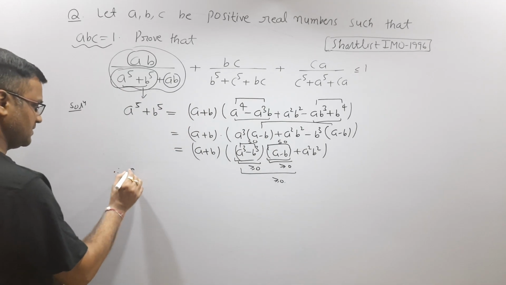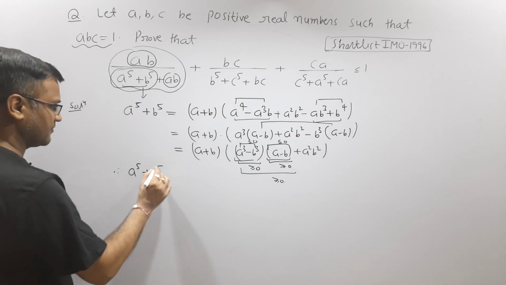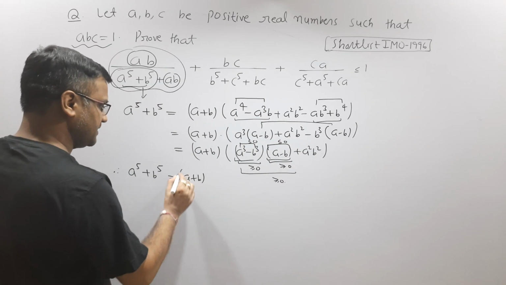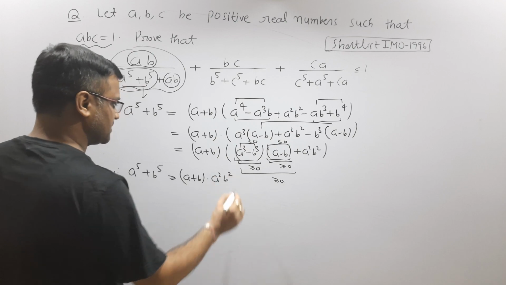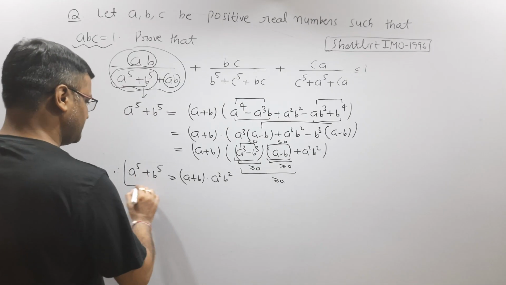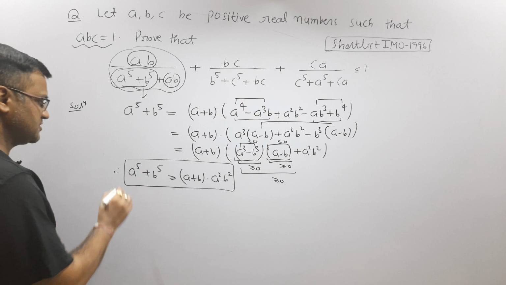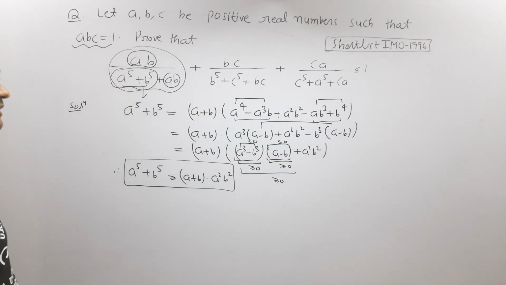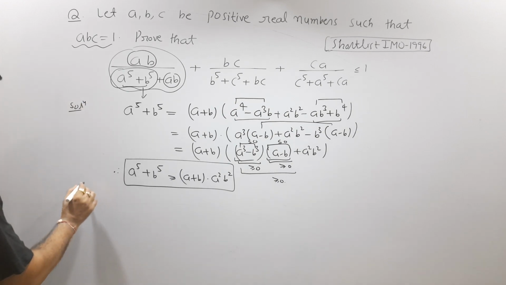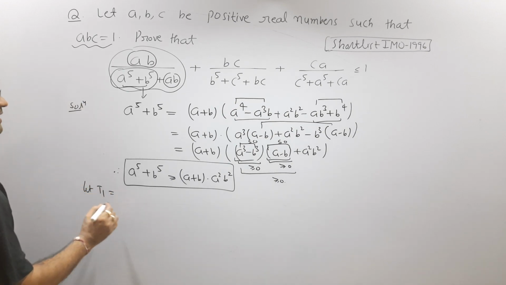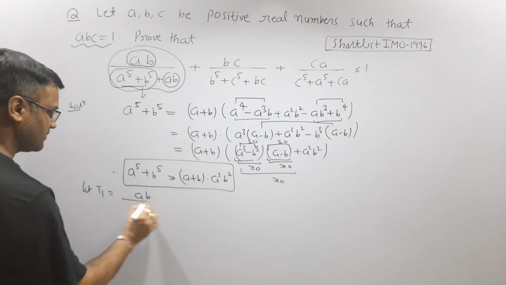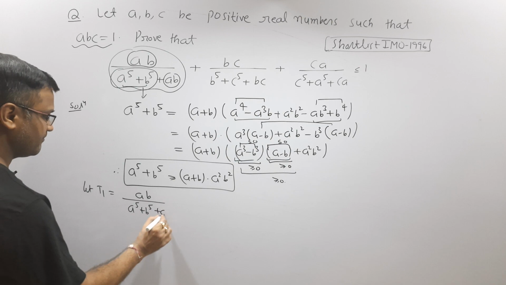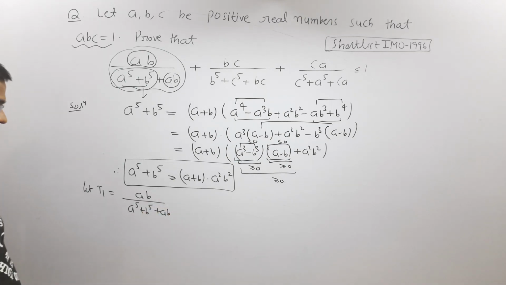Therefore, we can write a to the power 5 plus b to the power 5 is always greater than or equal to a plus b times a square b square. This is a very, very important line which will help a lot in order to finish this problem. Okay, so suppose the first term is ab upon a to the power 5 plus b to the power 5 plus ab.